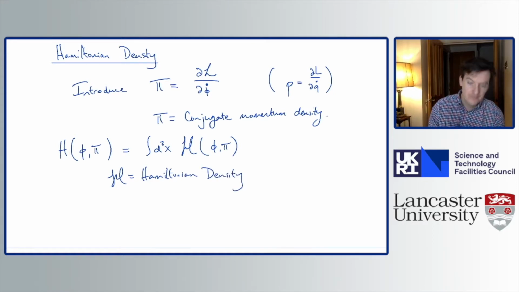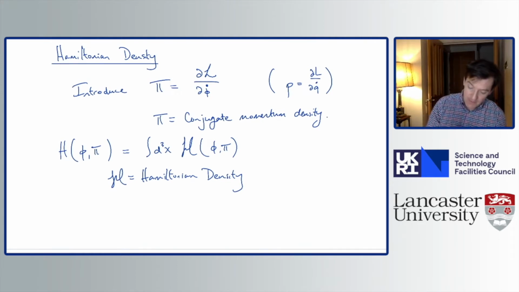Hamiltonian density. Okay, so we've introduced two things here. The conjugate momentum, which is the derivative of the Lagrange density with respect to phi dot, and then this Hamiltonian density, which is related to the Hamiltonian.